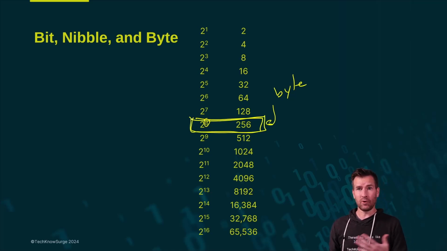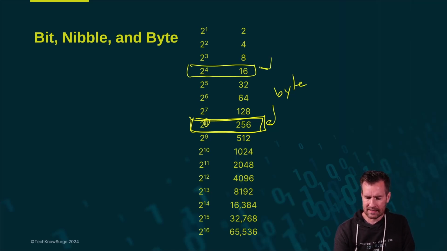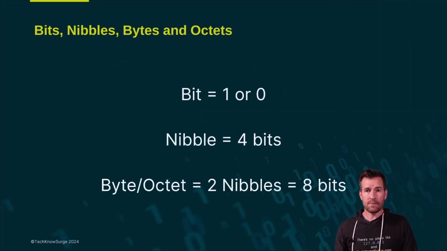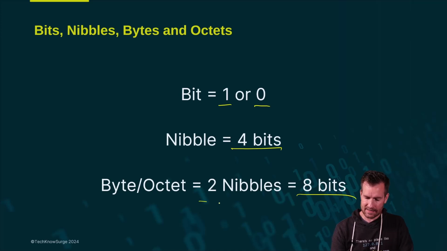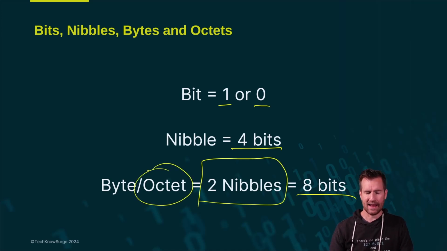But that's not the only unit. If we were to use a full byte for everything, it might not always make sense, so sometimes we use half that. We use 4 bits, which is 16 possibilities, and we call that a nibble. So a bit is either a 1 or a 0. A nibble is 4 of those. A byte is 8 of those, or it could be considered as 2 nibbles. And we also actually call this an octet at times.